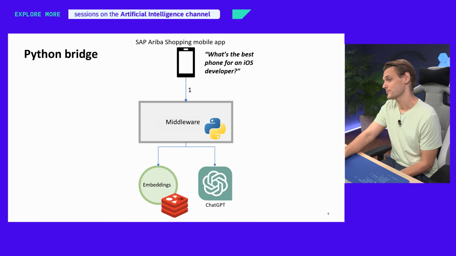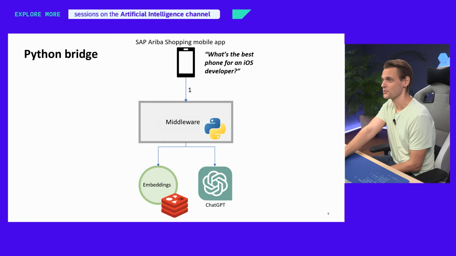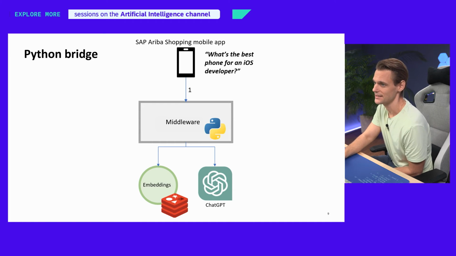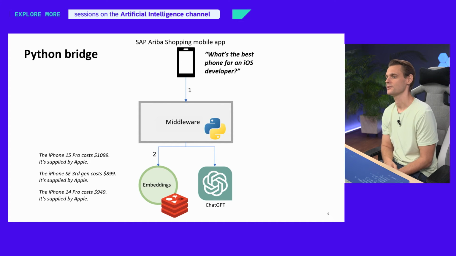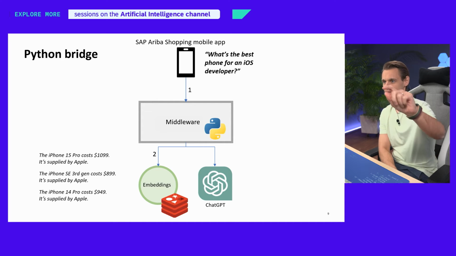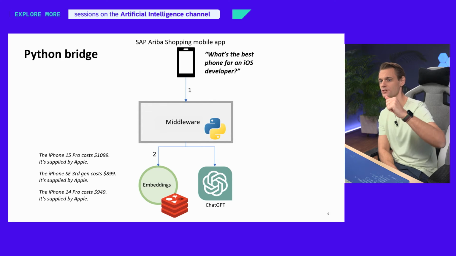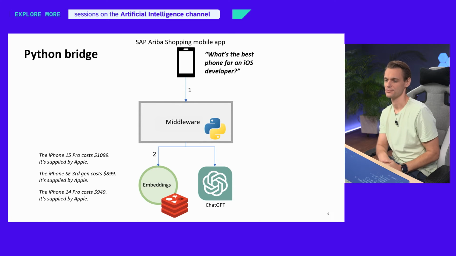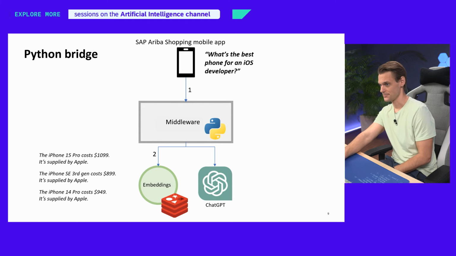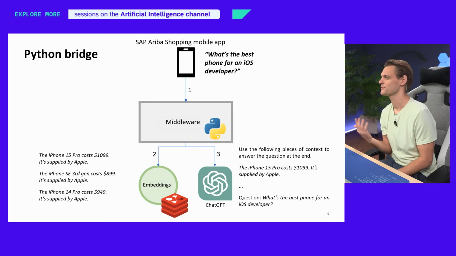In our prototype, as mentioned, we ask: what's the best phone for an iOS developer? We are running through this Python bridge. That's a middleware layer or middleware service we have created inside the team. Then we get back from the embeddings, what you just saw before, the iPhone 15 Pro and its costs, the iPhone SE 3rd Gen and its costs, and the iPhone 14 Pro. That's the first step. But now, what are we doing with ChatGPT actually?